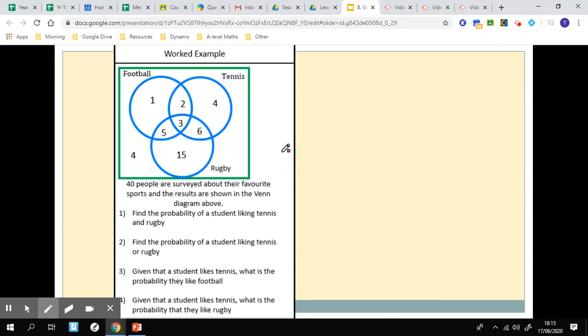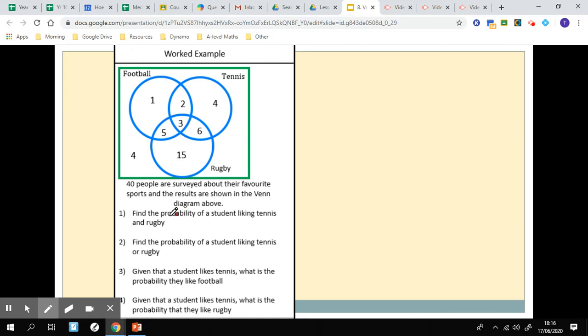Okay, guys, so what we're going to do now is look at two-way tables and Venn diagrams, but looking at what we call conditional probability. So I'll explain what I mean as I go through. First one, we've got a Venn diagram representing a certain number of people, so 40 people surveyed about their favourite sports. We can see those who like football and tennis, those who like tennis and rugby, and all three. Okay, and 4 of them liked none of the 3 sports.